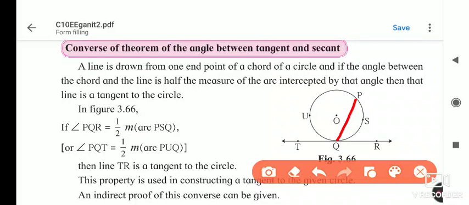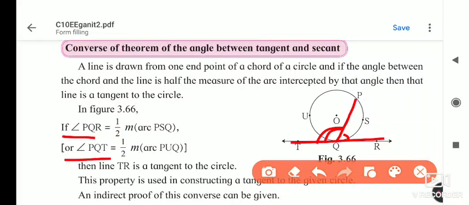One of the endpoints is Q. A line is drawn from one endpoint of the chord, that is Q, and TR is a line. PQ is a chord of a circle, and the angle between the chord and the line is PQR, otherwise PTQ. Any two angles are formed, and that's why we took both PQR and PTQ.